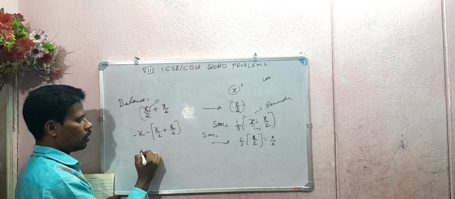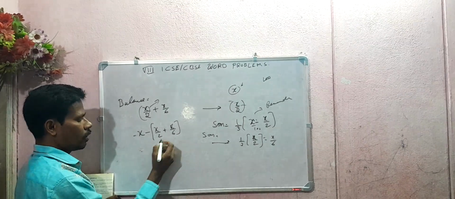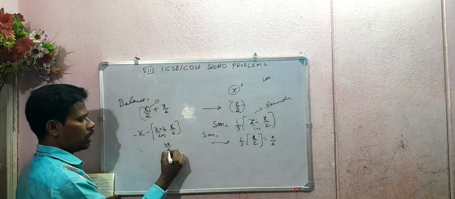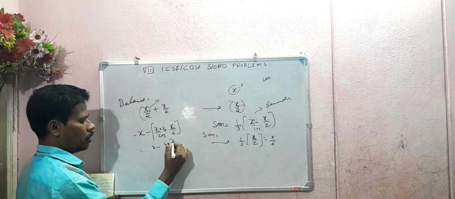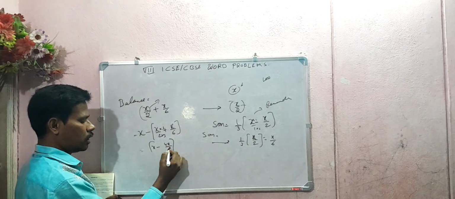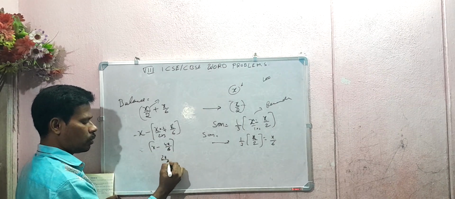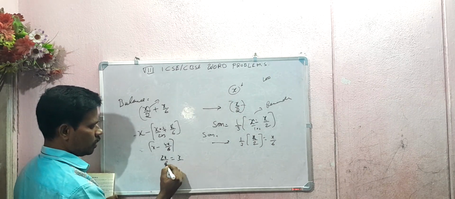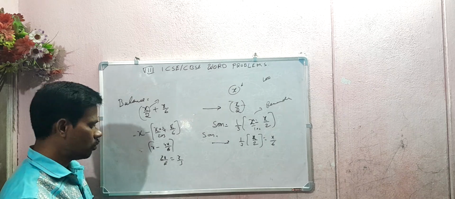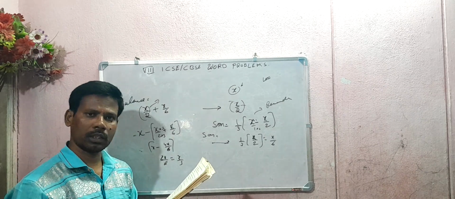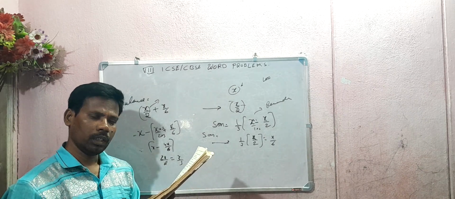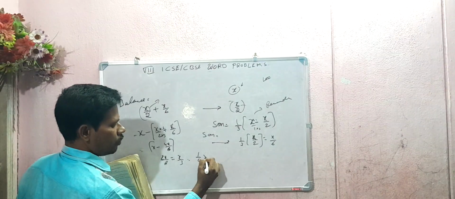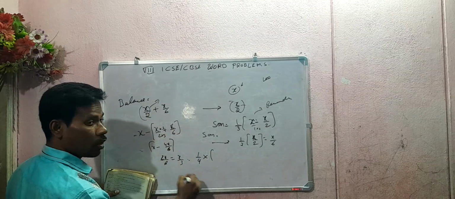So this calculation, how will you do it? Make the denominator the same. So 4x by 6 here. Now take the denominator 6, 2x by 6. So this is nothing but x by 3. But what is given? 1/4 is given. According to the problem, he has given 1/4 of his balance.